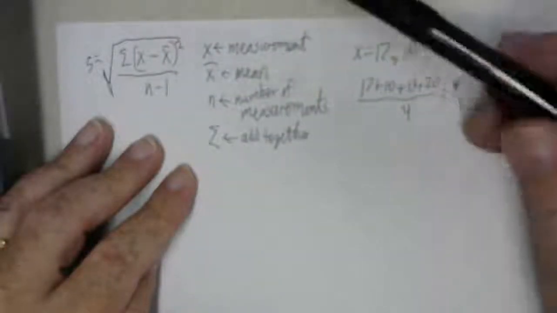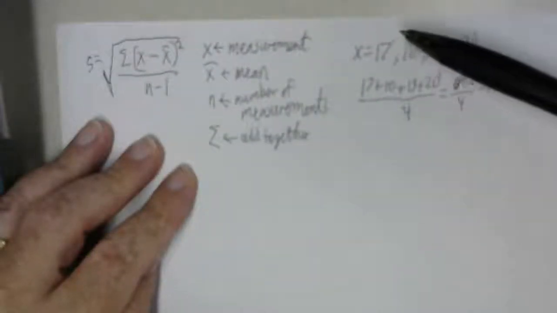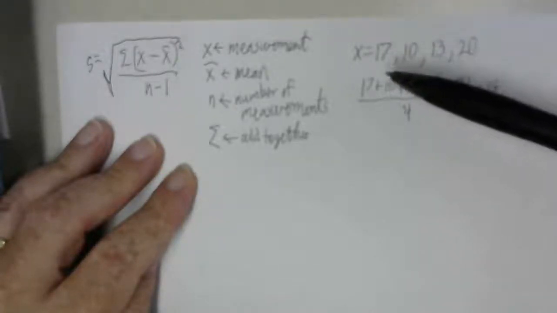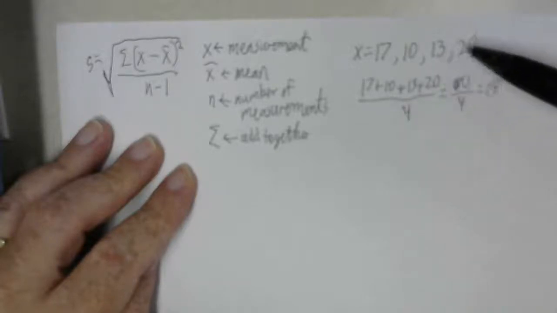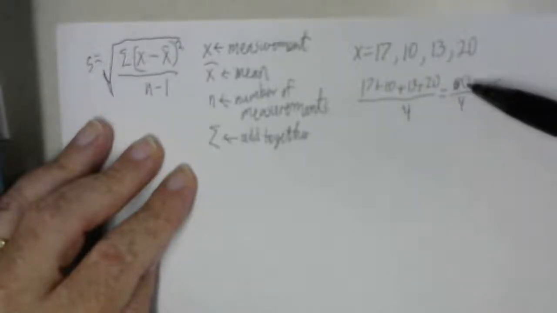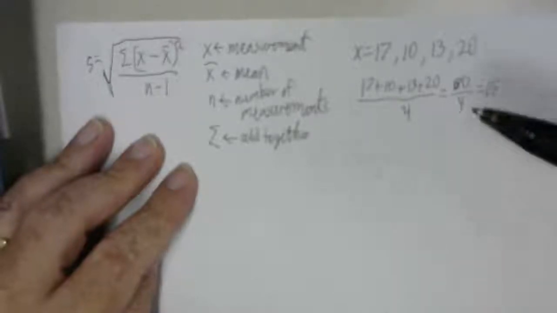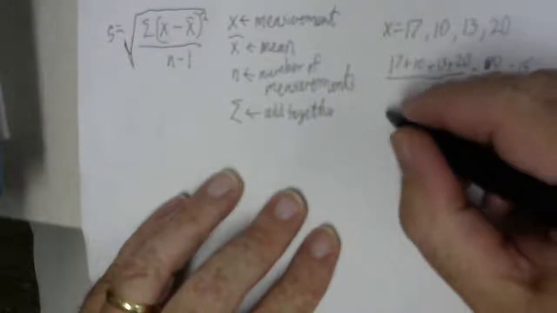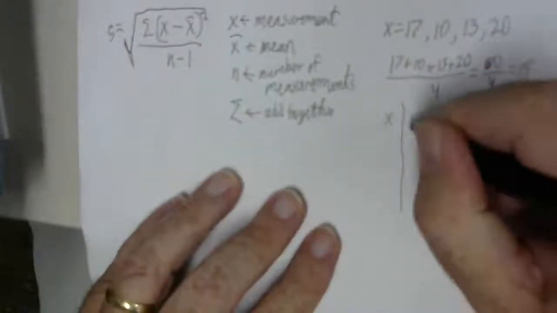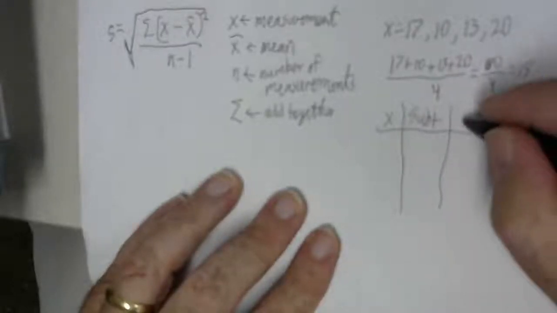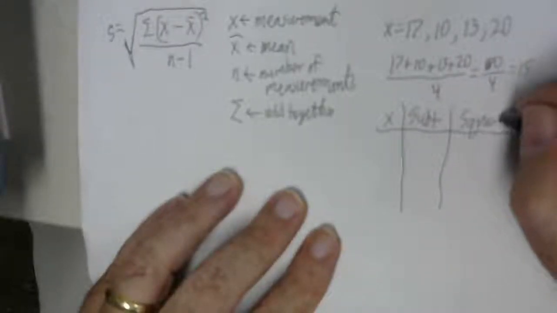So here's my example. I have these four numbers, 17, 10, 13, and 20. When I add them together and divide by 4, that will give me the mean. So this is 60. Divided by 4 is 15. So now I'm going to create a little chart which has X, and then the subtractions, and then the squares.